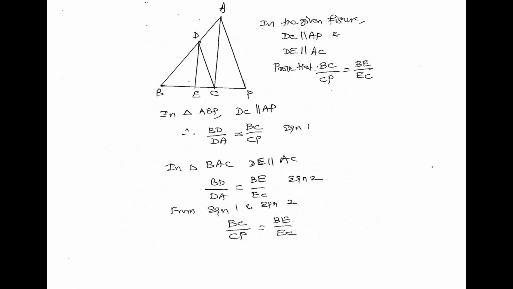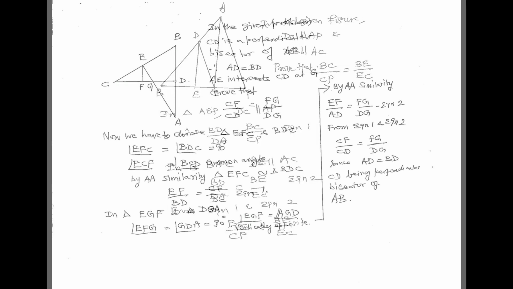In the next slide, in the given figure, DC is parallel to AP and DE is parallel to AC. We have to prove that BC by CP is equal to BE by EC. In triangle ABP, DC is parallel to AP, so BD by DA is equal to BC by CP. Let us keep this as equation 1. In triangle BAC, DE is parallel to AC, therefore BD by DA is equal to BE by EC. Keep that as equation 2. Combining equations 1 and 2, BD by DA being common, BC by CP is equal to BE by EC, hence proved.